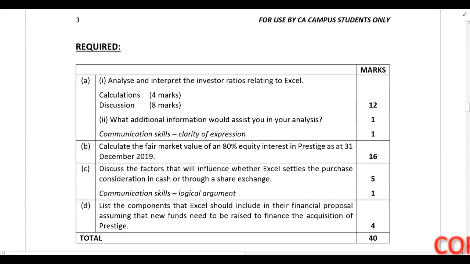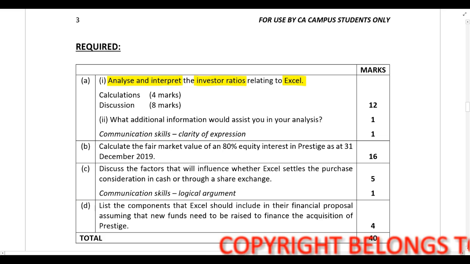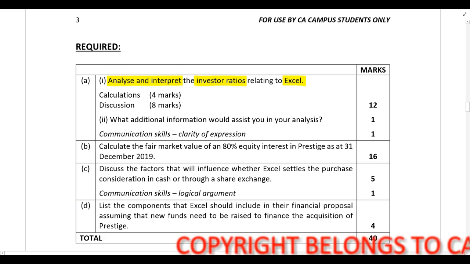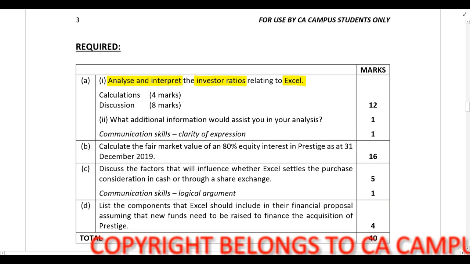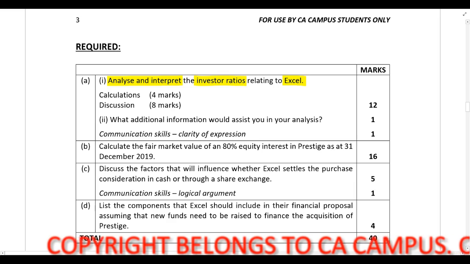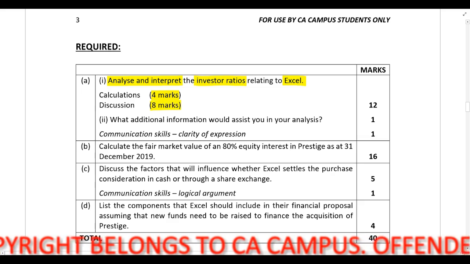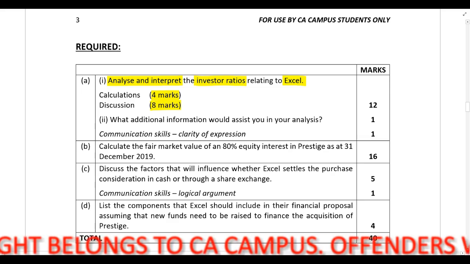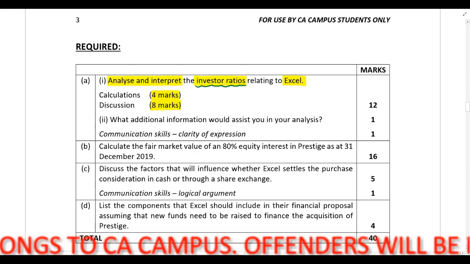In Part A of the required, first, you need to analyze and interpret the investor ratios relating to Excel. All right, so if we need to analyze and interpret, you're going to have to perform calculations and then also discuss those calculations. So you can see just below, there's 4 marks available for the calculations and 8 marks available for discussion. And we are specifically looking at investor ratios.